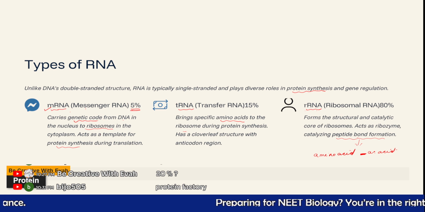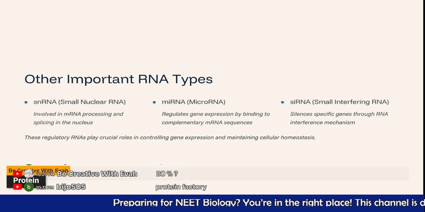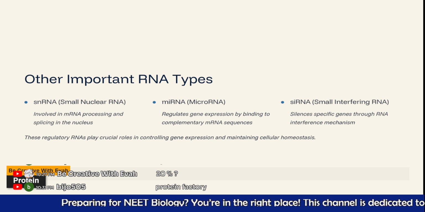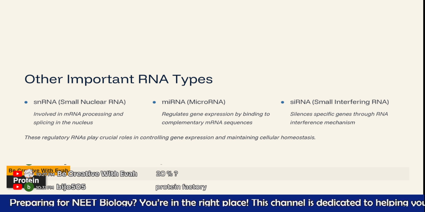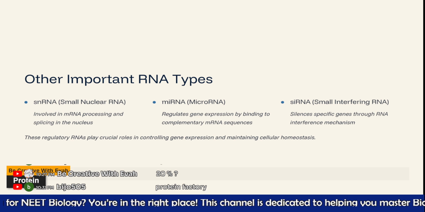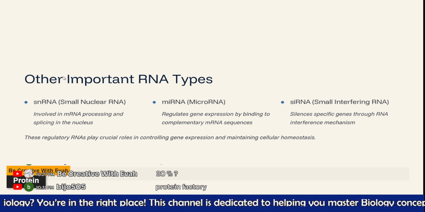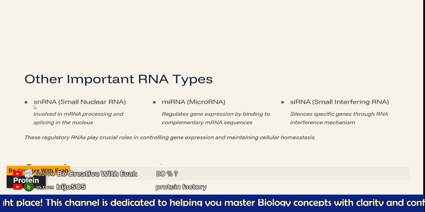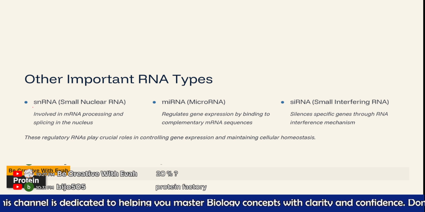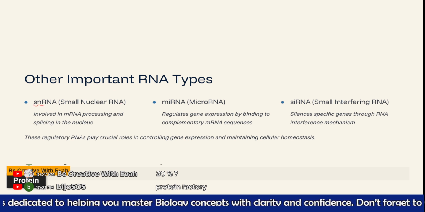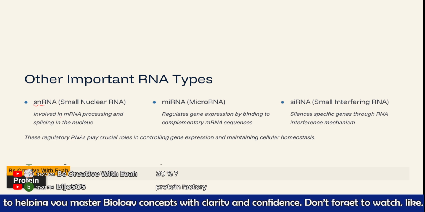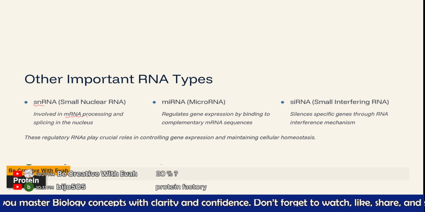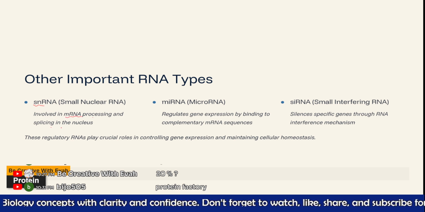Then the structure of the double helix model of the DNA, and the differentiation between DNA and RNA. There is certain extra information that is not in the NCERT textbook, but we should know about some other RNA types. One is called snRNA, small nuclear RNA. That RNA is involved in mRNA processing and splicing in the nucleus.